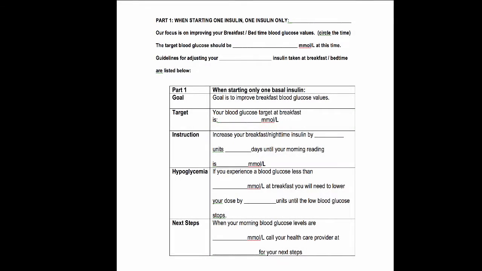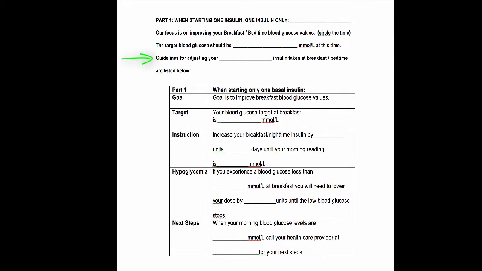So part 1, when starting one insulin, and this would be only one insulin, you'd want them to write out the name, or you could write the name on. So the focus is on improving the breakfast or bedtime blood glucose value. So you need to circle which one it is depending on the insulin you've started them on. And then remind them of what the blood glucose target will be at the time that they're trying to adjust this insulin for. So if it's a bedtime insulin and they're aiming for a breakfast blood glucose, then that's what you want to write in and circle. If it's a breakfast insulin and they're still aiming for a breakfast blood glucose, then that's what you want to put in.